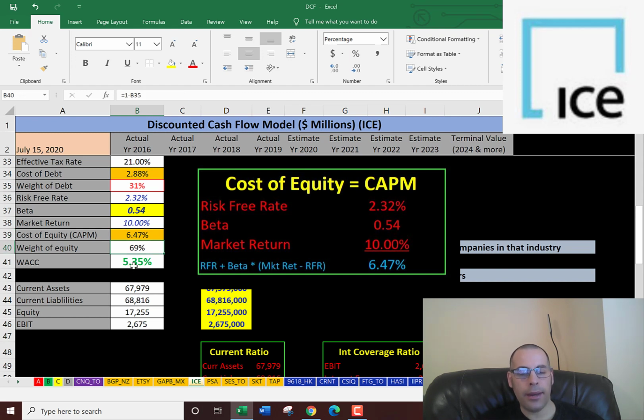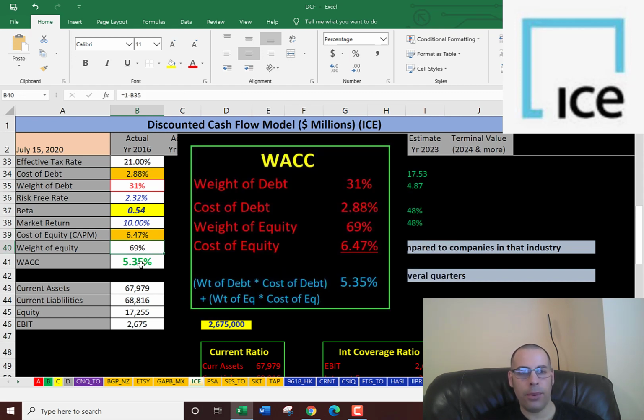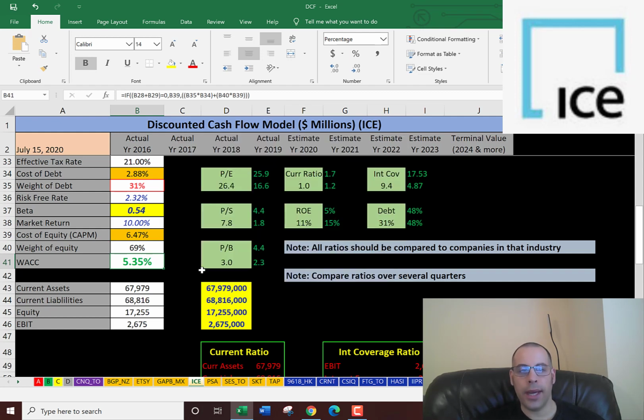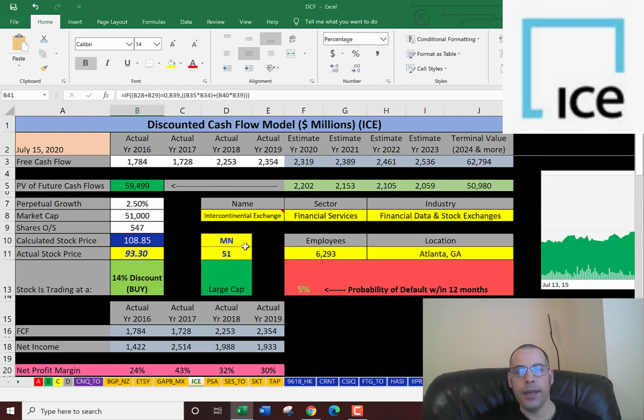So the WACC, the weighted average cost of capital, is 5.35%. And that's a blend of the cost of debt and cost of equity. And that's a discount rate we're going to apply to the future cash flows. So we estimated 4 years of future free cash flows, and we did a terminal value, which is all years past year 4. We discounted those numbers back to today using the weighted average cost of capital. And we get a value of the company of $59 billion.